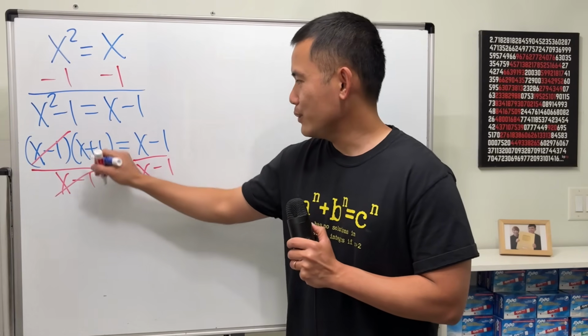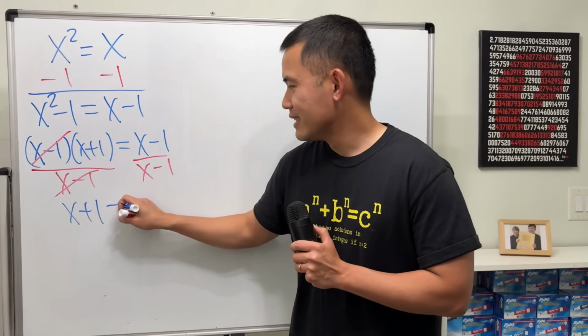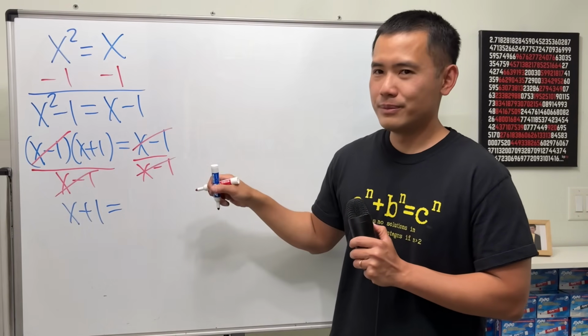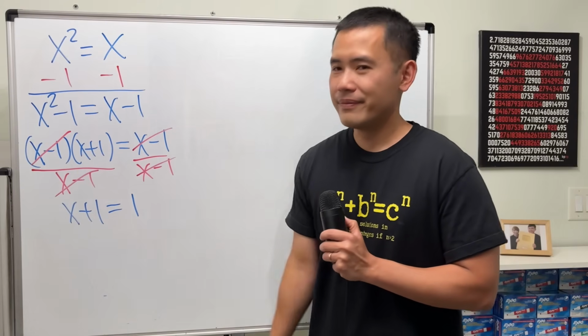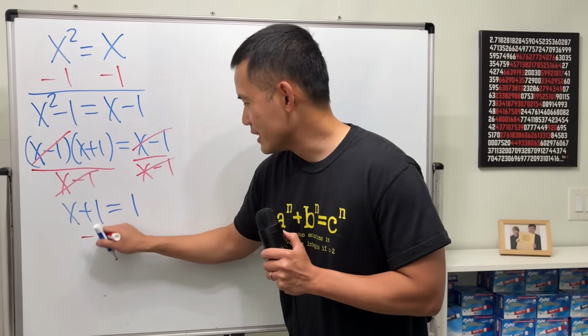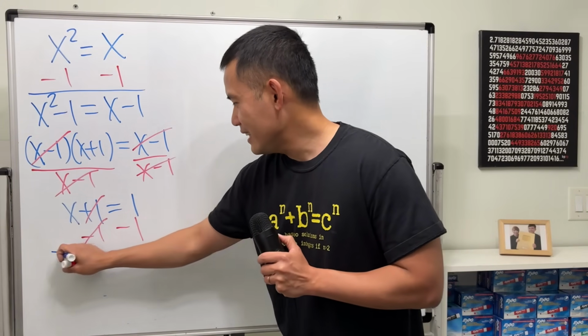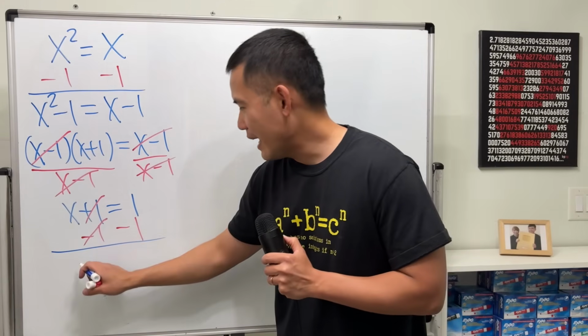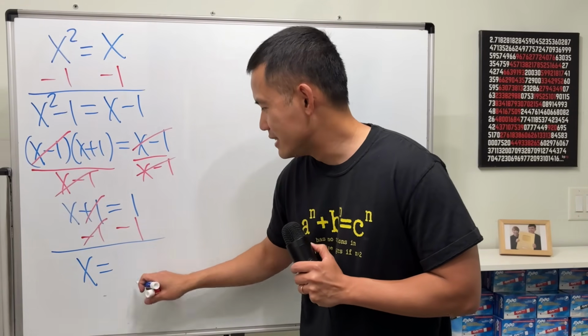Cancel, cancel, and we get x plus 1. Well, this and that also cancel, and we get 1. Right here, let's go ahead and subtract 1 from both sides. And ladies and gentlemen, we end up with x is equal to 0.